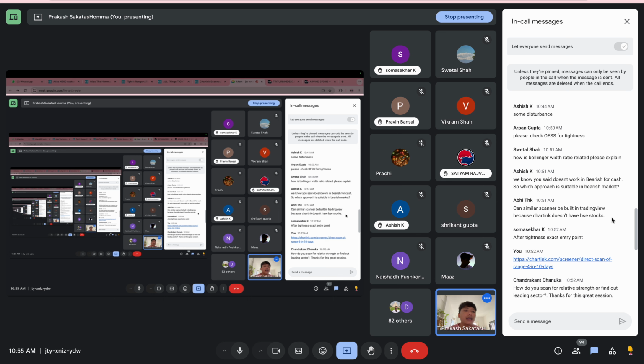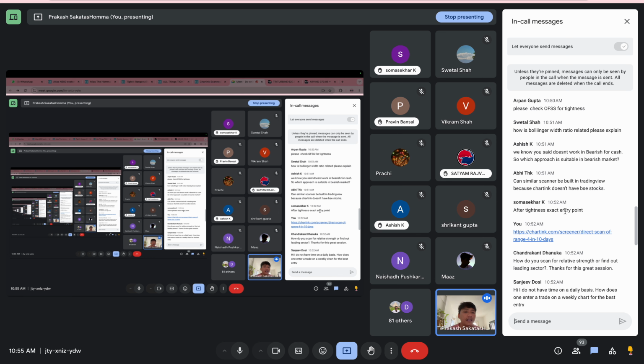The second is, can a similar scanner be built in Tradingview? I think it can, because Tradingview has scanner software, and if there is a scanner, you can build one. If you are not able to build one, you just don't have the skills yet. I don't have Tradingview skills. I'm sure there are a lot of others who will have the skill.